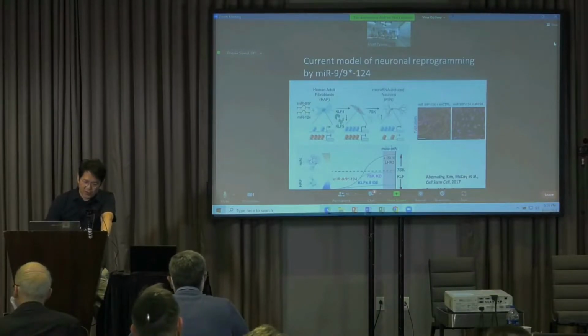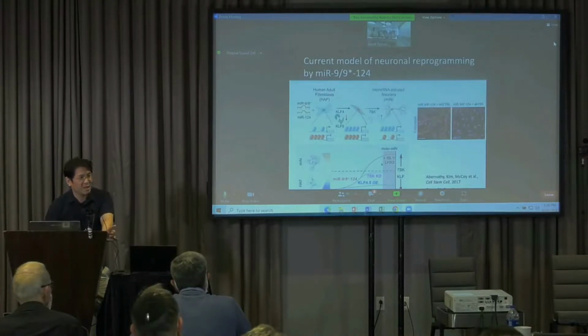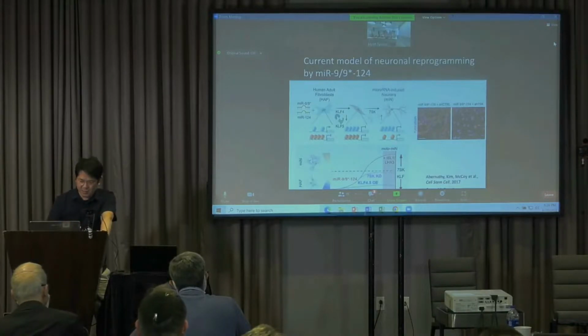When the neuronal program kicks in, we can also combine that microRNA-induced neuronal state with different transcription factors expressed in different parts of the brain or CNS. And by doing so, we can actually push this neuronal conversion into very distinct types of neurons.